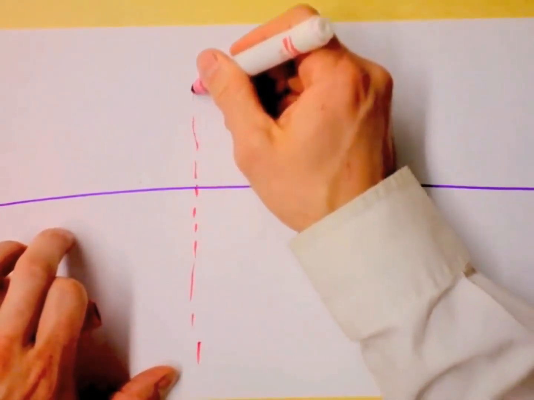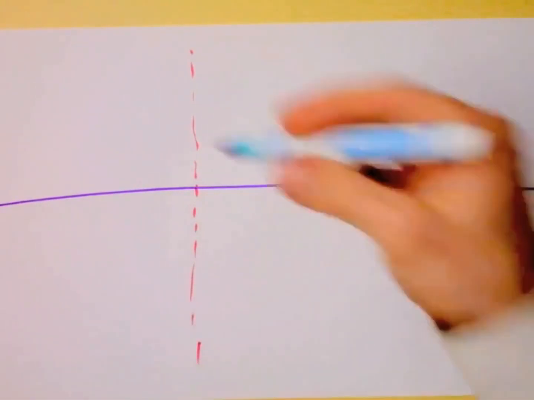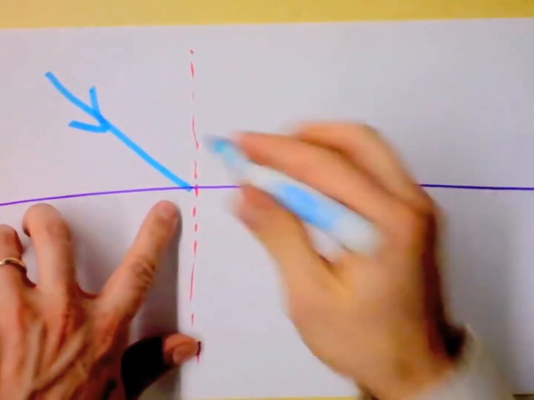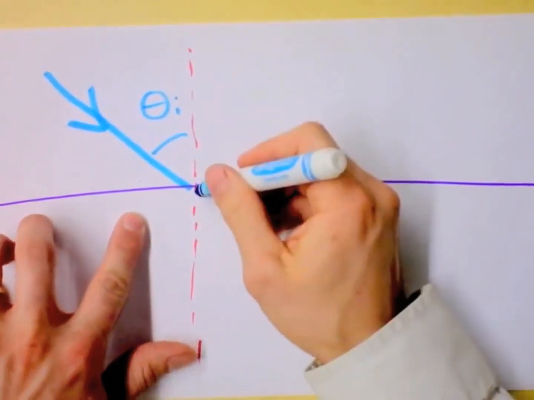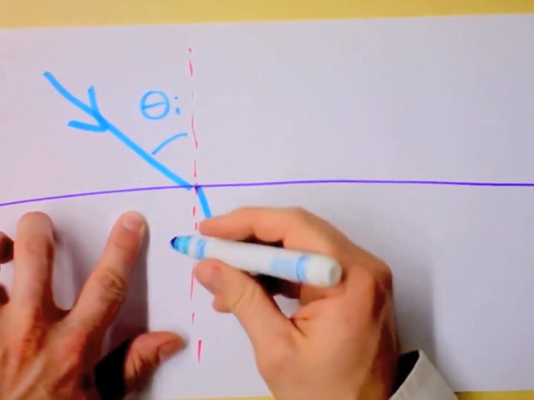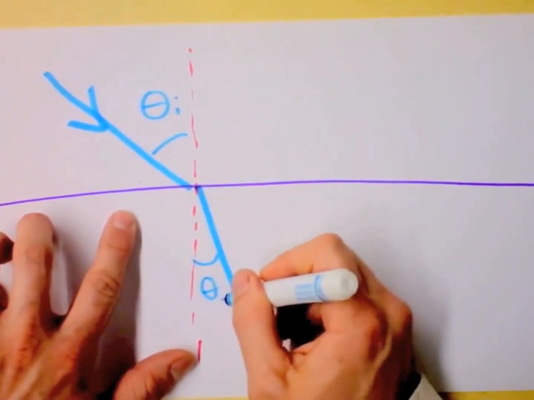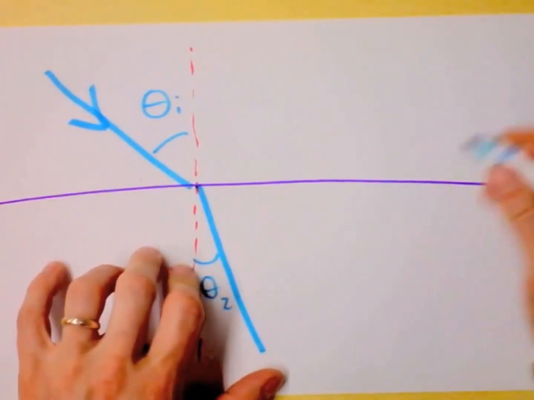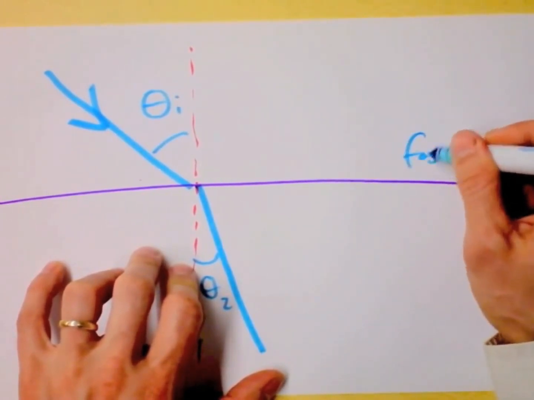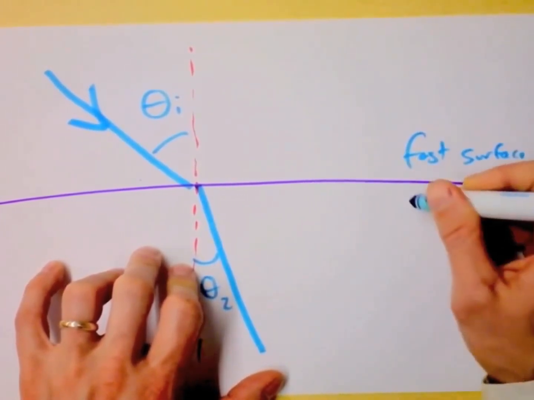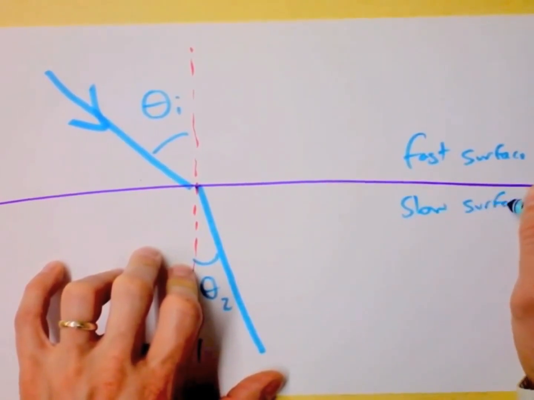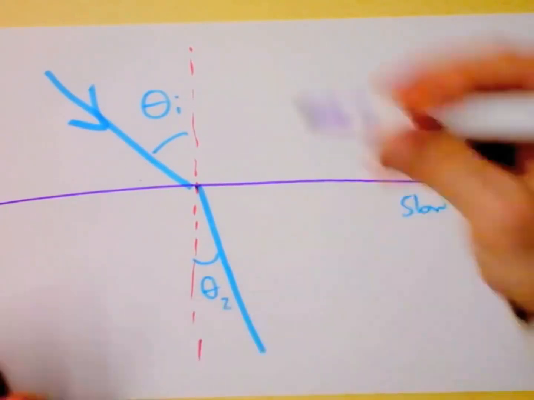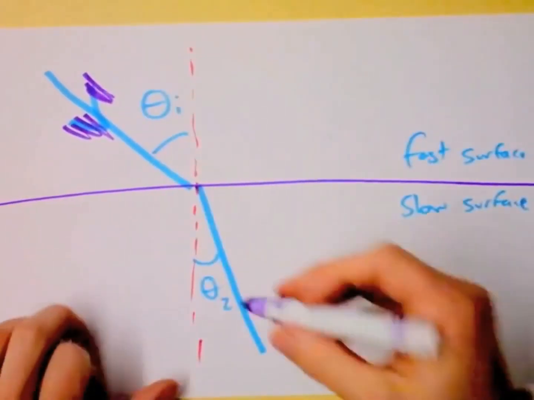We're going to draw the normal, and the normal is perpendicular to the boundary between the 2 mediums or media, and then we have the angle of incidence, and of course when the beam comes out we have the angle of refraction, or theta 2, and notice that both angles are in reference to the normal. Now, let's suppose we have the fast surface or fast medium up top and the slow surface or slow medium on the bottom.